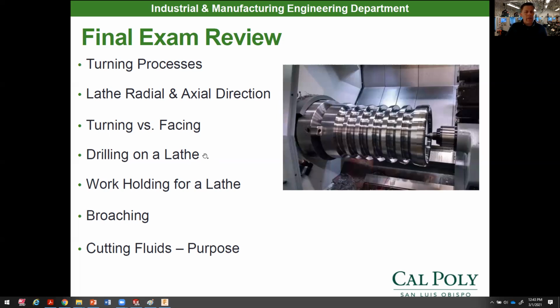Now, when we drill on the lathe, hopefully you know that we use a tailstock to drill on the lathe. So these are all test questions I'm giving you here. So know about what tailstocks do on a lathe and how to drill.